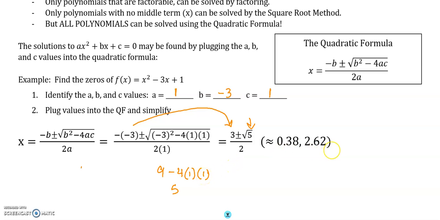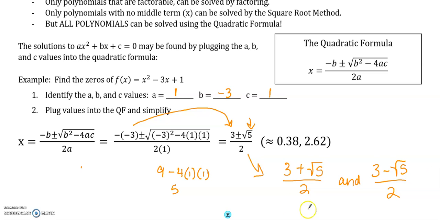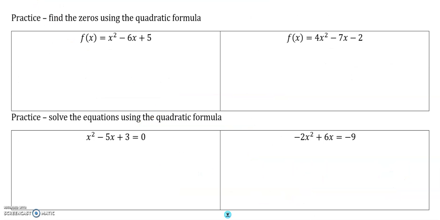Or you can put that into your graphing calculator and get your decimals there. This is obviously rounded to the nearest hundredth. You can really break this answer up into 3 plus the square root of 5 divided by 2 and 3 minus the square root of 5 divided by 2. And that's how you would type it into your calculator as well. So let's see if we can put it into practice.